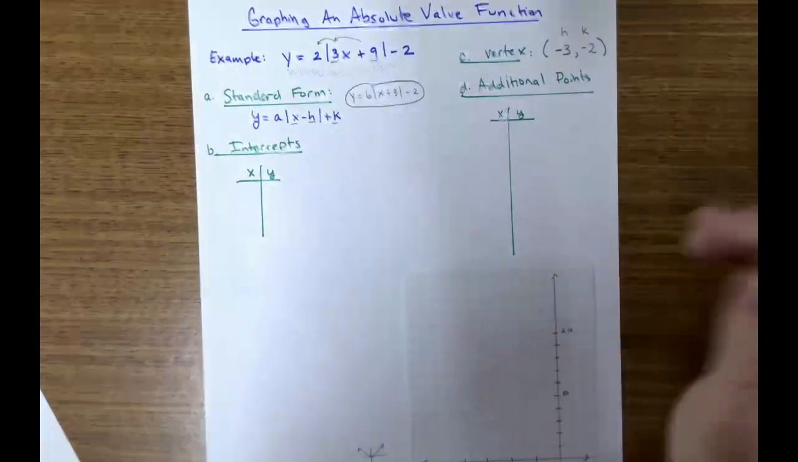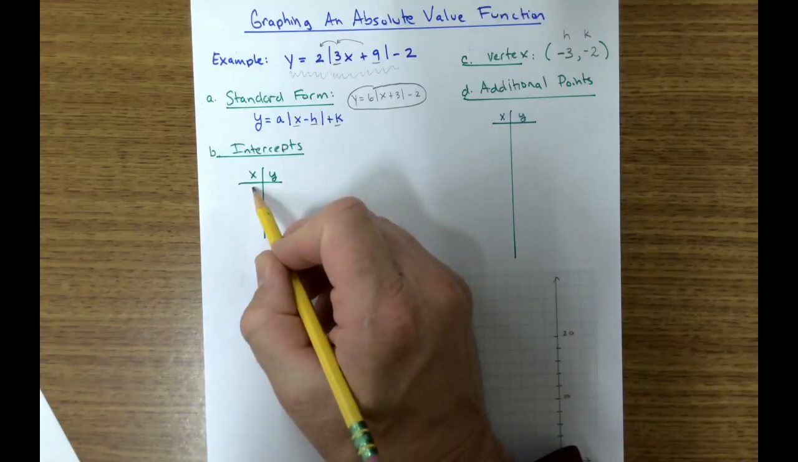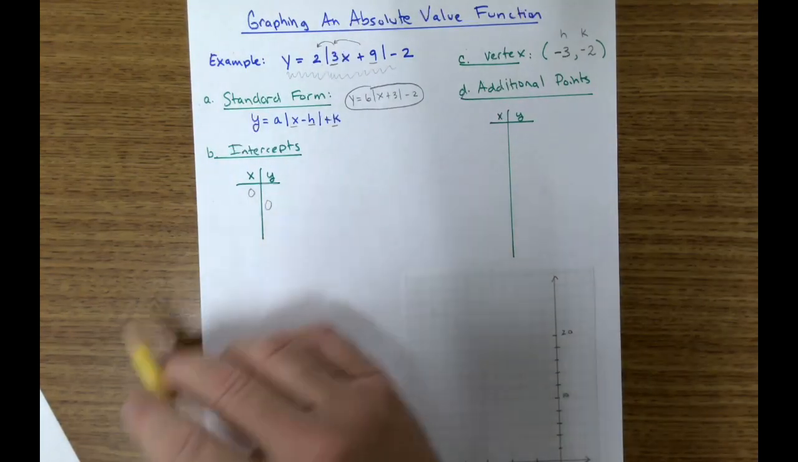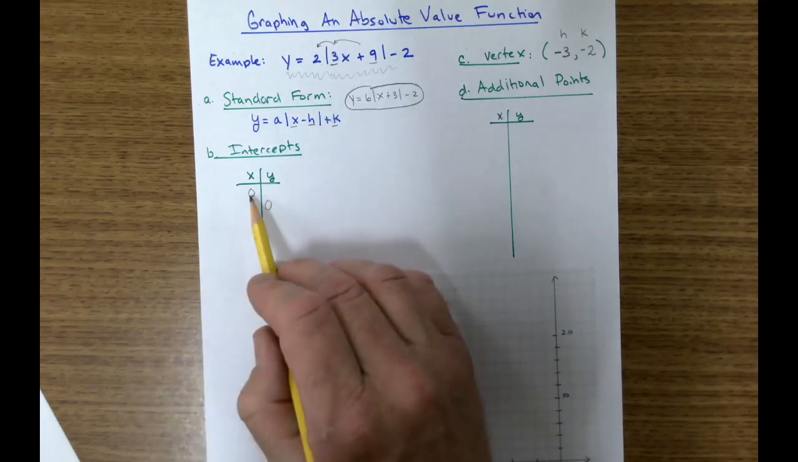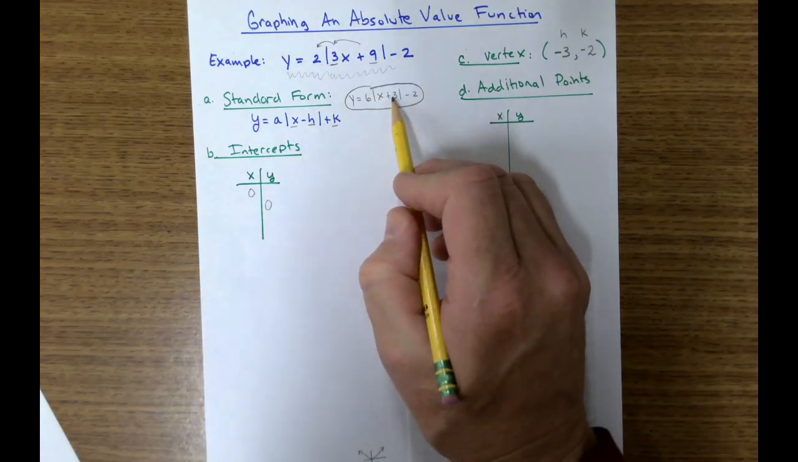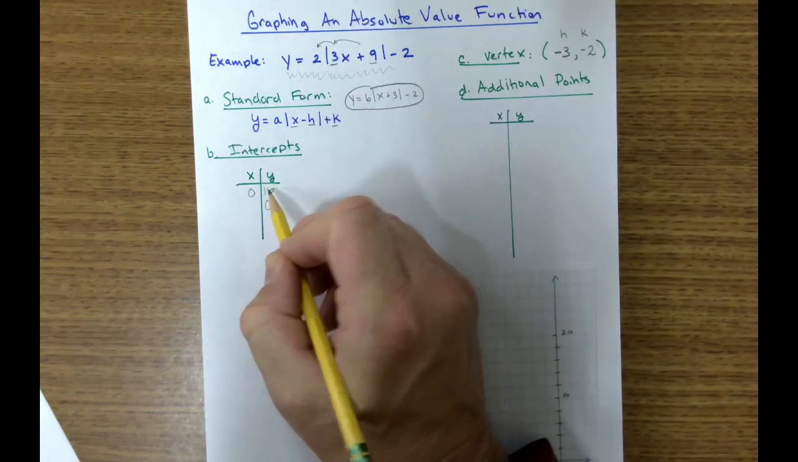All right, so now let's work on the intercepts. Whenever I think of intercepts, what I think of is x is going to be 0 and y is going to be 0, and what are the corresponding values? So this one's easy, 0. Let's plug 0 in here. 0 plus 3 is 3. Absolute value of 3 is 3. 3 times 6 is 18. Minus 2 is 16.